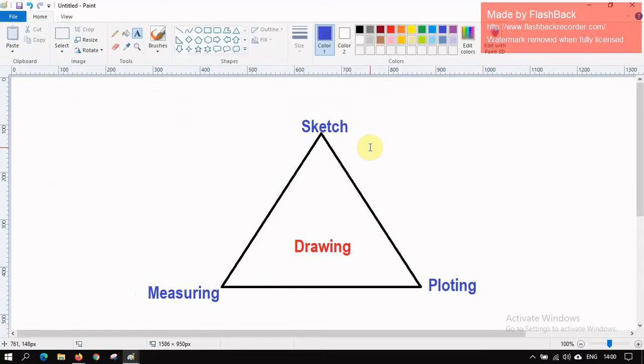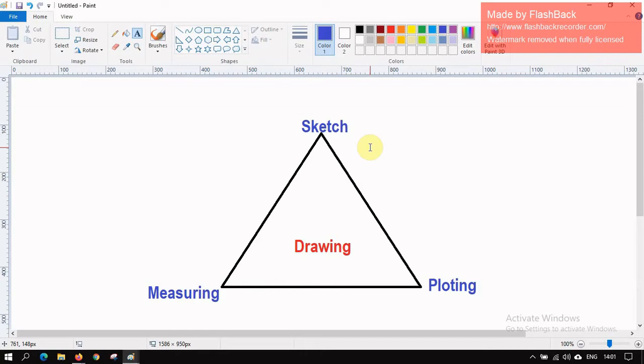So there are three points you have to keep in mind. Why is it very important for you to understand these things? What do you mean by sketch? What do you mean by plotting? And what do you mean by measuring? These three aspects are done in drawing. These are the three pillars of drawing.